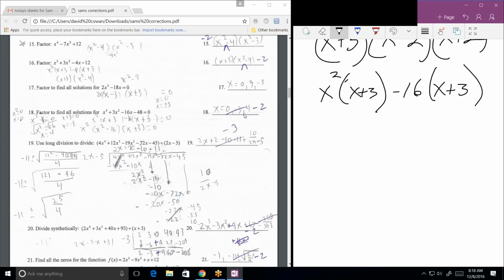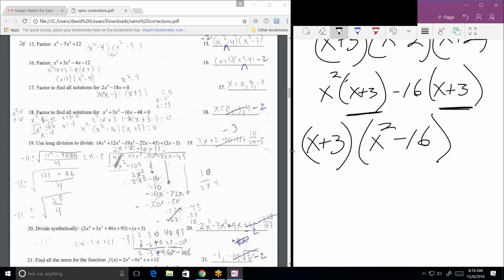Look for a greatest common factor. Is there a greatest common factor in that entire expression? Greatest common factor is that. Right. So let's take it out. Let's factor it out. What's left over? X squared minus 16. Okay, now, the only reason you lost points is because you didn't factor this fully.